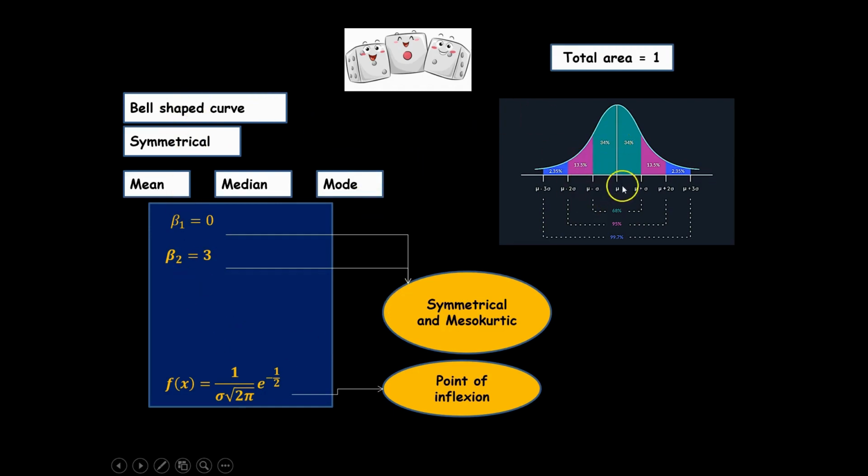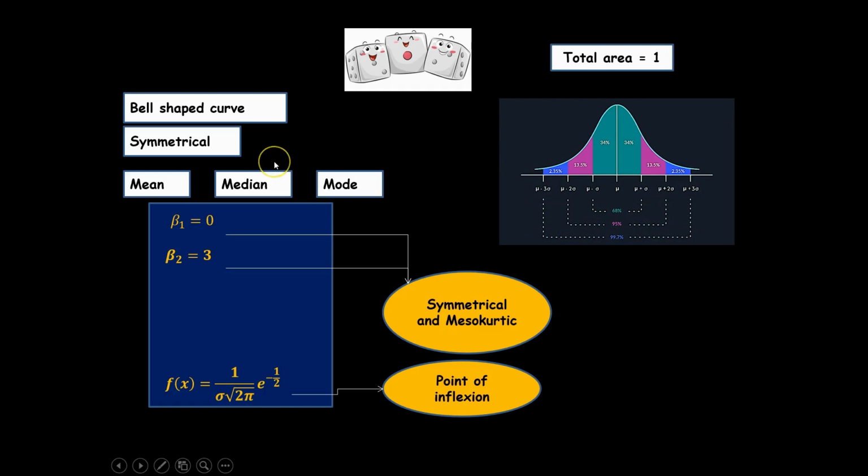And we have a very important characteristic here. 68% of the observations fall within the first standard deviation. We can simply write mu plus or minus sigma, and this is known as the 68-95 rule. And 95% of the observations fall within the second standard deviation, mu plus or minus twice sigma, and 99.7% of observations fall in the range of mu plus or minus 3 sigma.